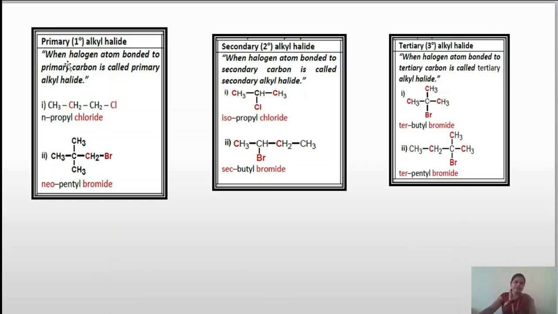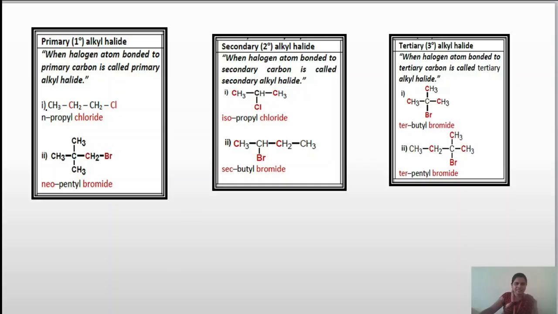First is the primary alkyl halide. In primary alkyl halide, when halogen atom is bonded to primary carbon, then that alkyl halide is known as the primary alkyl halide. Now what do you mean by the primary carbon? Primary carbon is that carbon which is attached to only one other carbon. Then that carbon is known as the primary carbon, and when halogen is directly attached to that primary carbon, then that type of alkyl halide is called the primary alkyl halide.